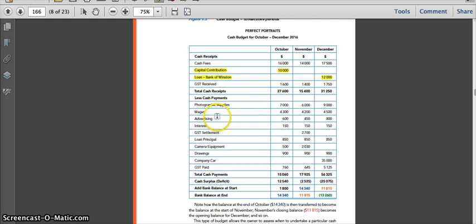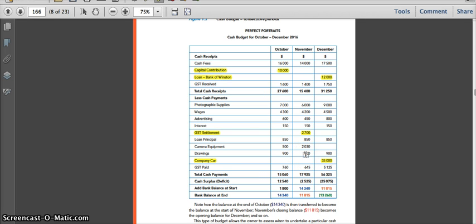Now, if we go through here, it looks like in November they're going to have to settle their GST account, and they're expecting it to be about $2,700. And here in December, they're predicting that they will have the purchase of a company car for $35,000.